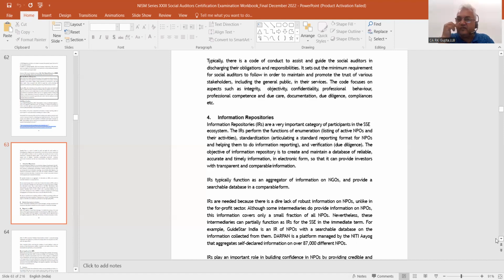Like you might have seen the concept of information utility. So these information banks are giving information to the information utility that okay, we have given so many loans. Similarly, these information repositories will also be receiving information. Regulations will come that okay, these are the schemes we have undertaken, and this is the social impact we have created. So IRs typically function as an aggregator of information on NGOs, and they provide a searchable database in a comparable form. These IRs are needed because there is a dire lack of robust information on NPOs, unlike in the for-profit sector. As of today, if you want to get information on any NGO, it may not be so easy. And if you want to make a comparison, these information repositories will fill the gap.